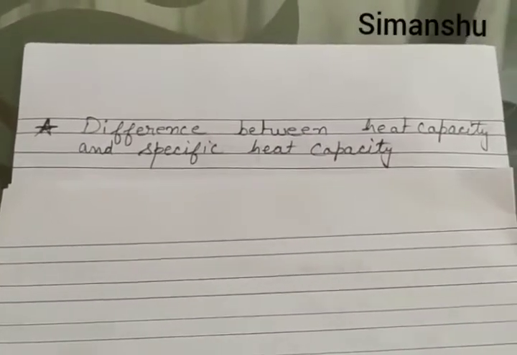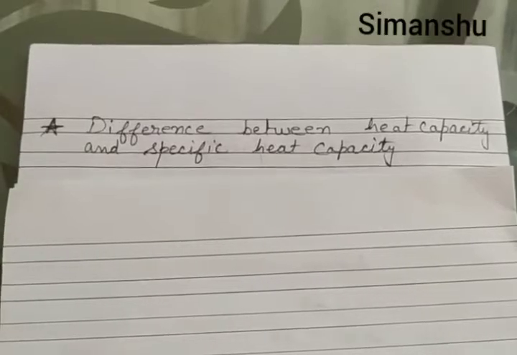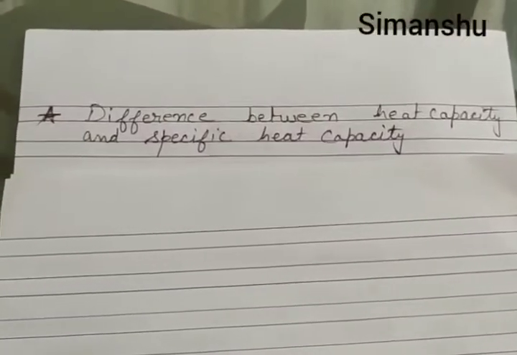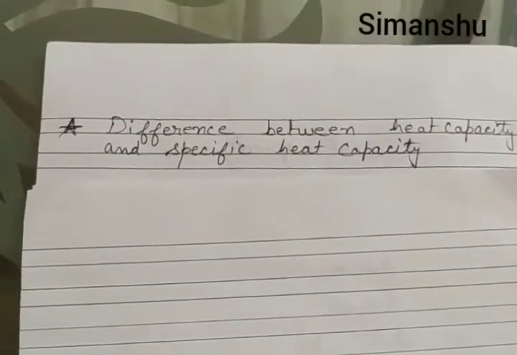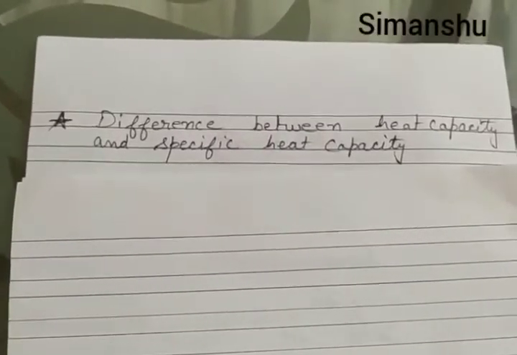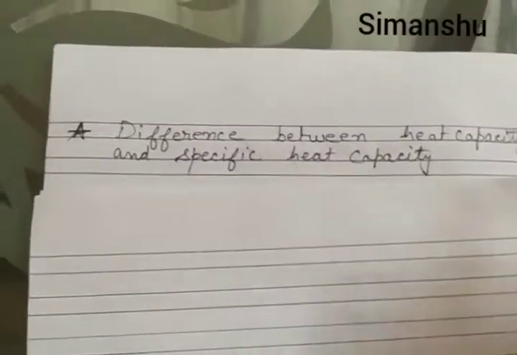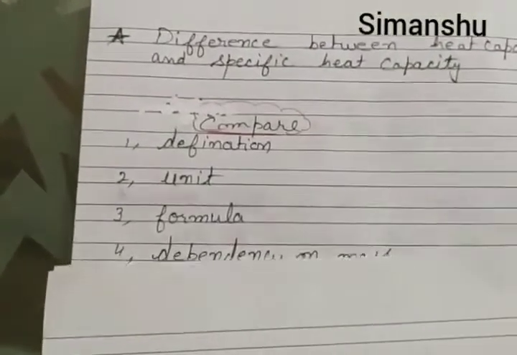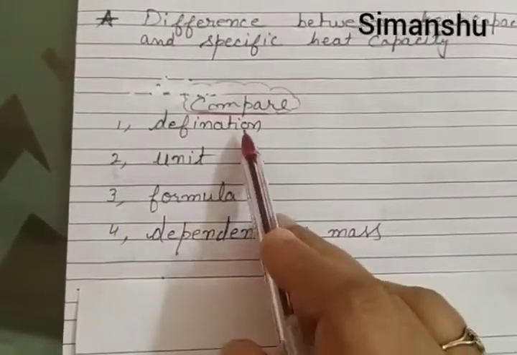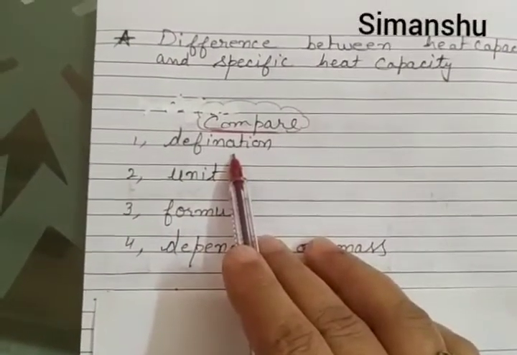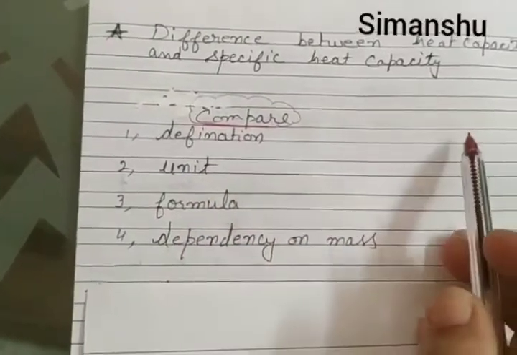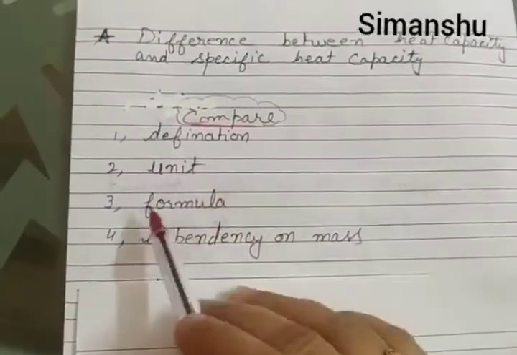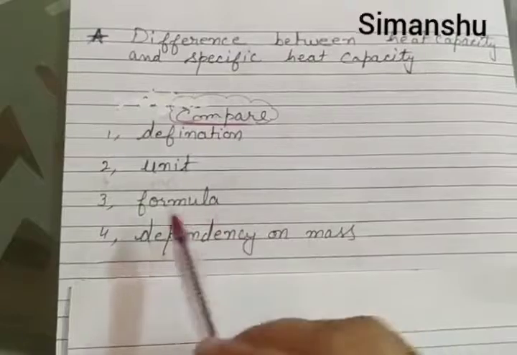As we discussed the relation between heat capacity and specific heat capacity, now we will talk about the difference between them. I will not discuss all the differences here. I will just tell you how to keep all the points in mind, because you already know everything. So, while writing the difference, what do you have to compare? First of all, definition. One side for specific heat capacity you will write the definition, the other side for heat capacity. Then in the next point you will write the unit for both. Then third point, formula.